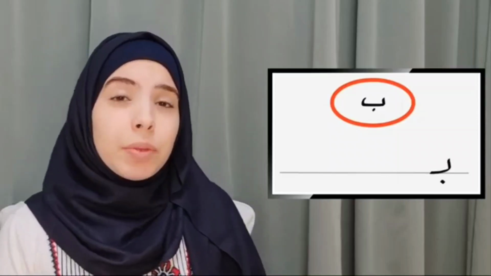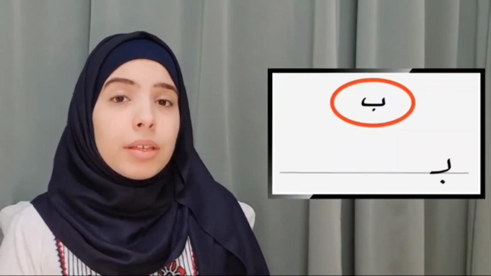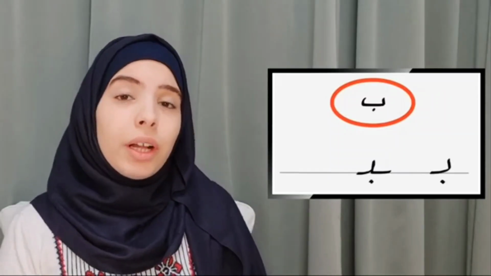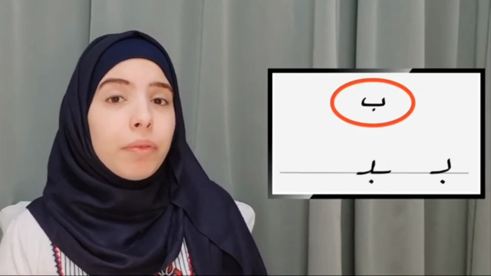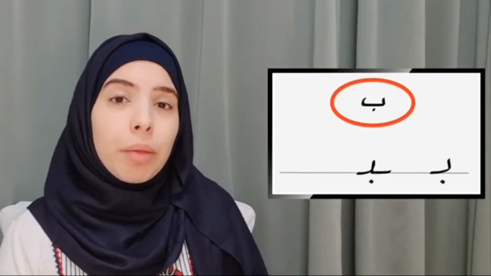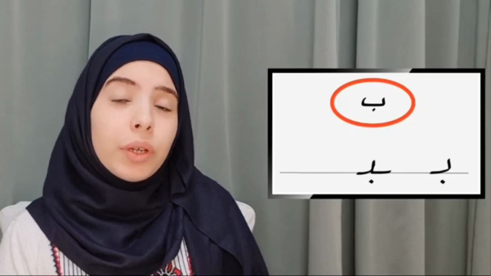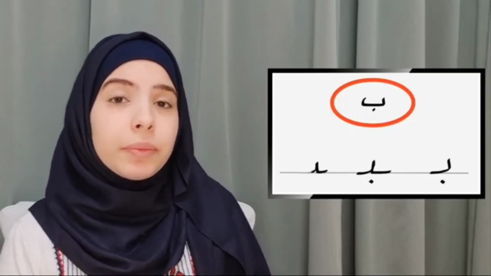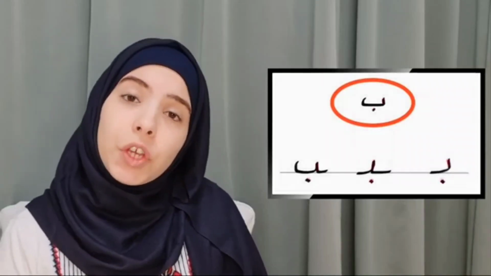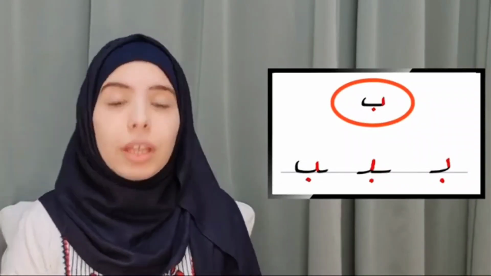When ba lies between 2 letters, it connects to both of them. So we write it like this. And we call it the medial shape of ba. And lastly, the final shape of ba, it comes at the end of a word. We write it like this. The common thing among all of these shapes is the tooth and the dot below.